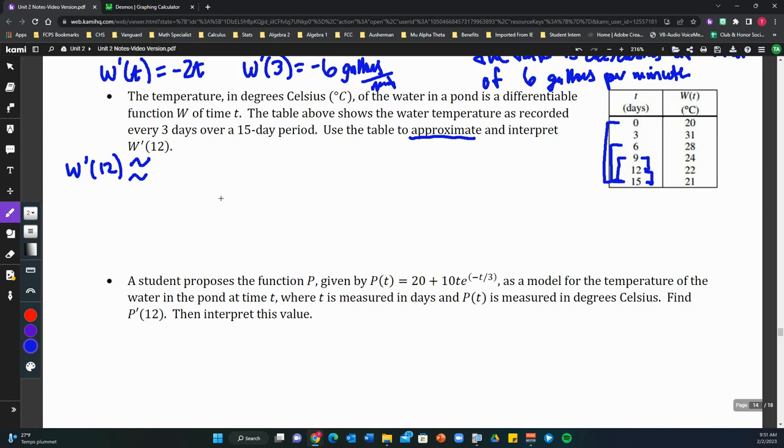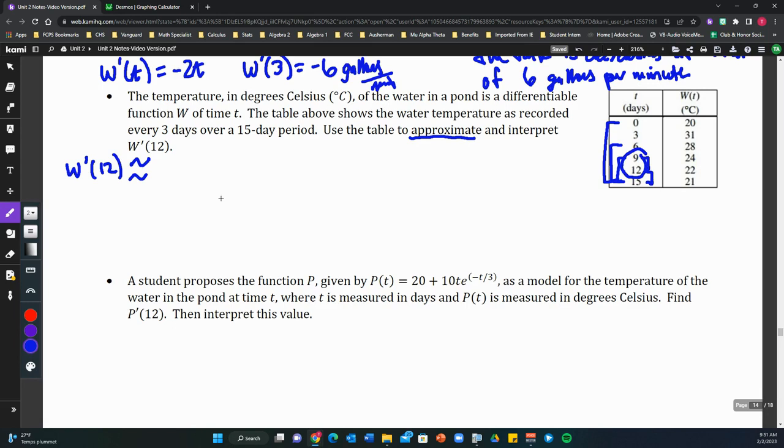Both of them are equal length of 3 days. So there's really no way to discern which interval would be better than the other. So it's really a matter of choice. You could find both and then maybe look at both to see which one would be more accurate. In this case, I'm just going to pick 9 to 12. Again, that's just arbitrarily picking. It's not a huge deal here.